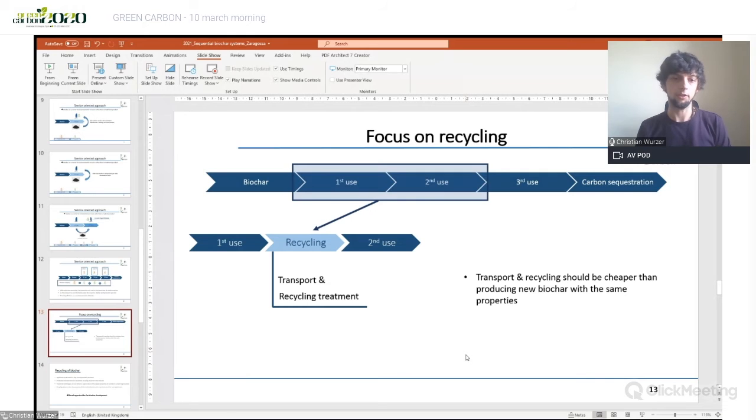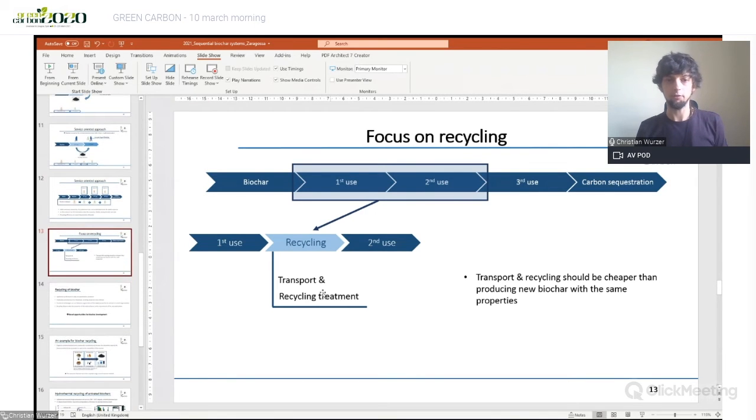So if we look at what time recycling is profitable, we can divide it in transport and recycling treatment, which you need between two applications. And if these combined are cheaper than producing new biochar with the same properties, you are actually making a profit by recycling it. And as we all know, feedstock costs are one of the determining factors in biochar production. So we have a high chance that you find a recycling treatment that is actually cheaper than producing new biochar.